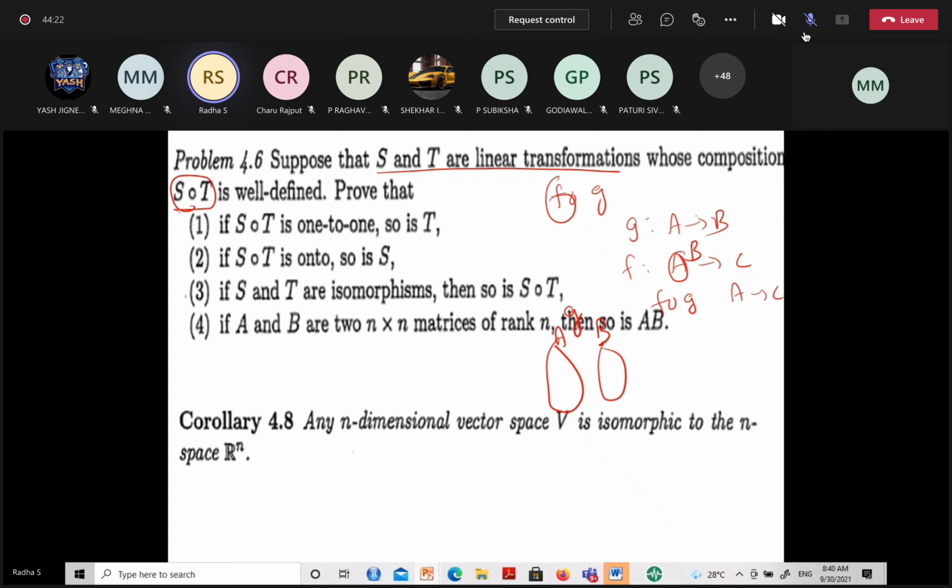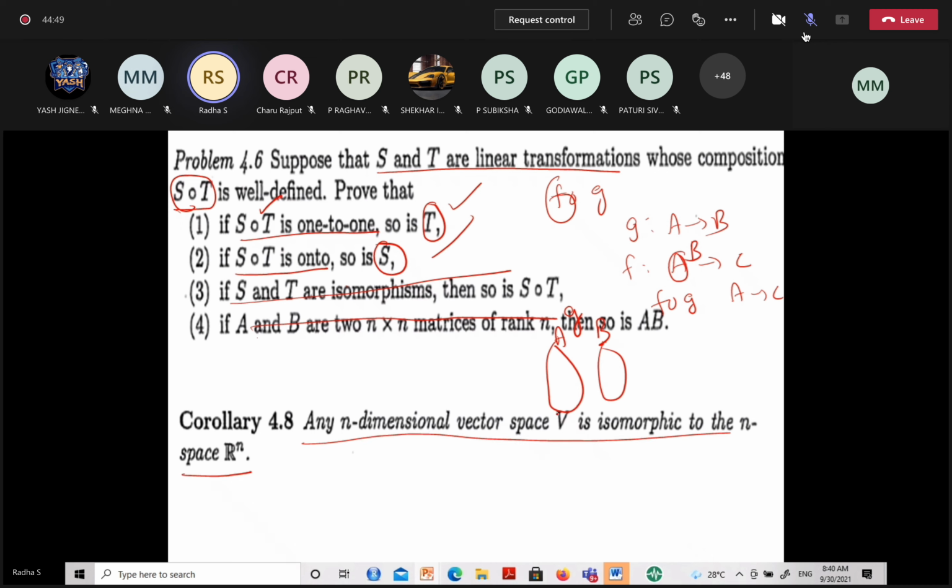So S composition T is well defined. See here. If S composition T is 1:1, then T is also 1:1. No proof, just listen. If S composition T is onto, then S is onto. Right? If yes, this and all not needed. Only just read these two things.